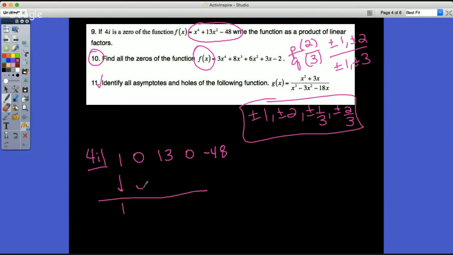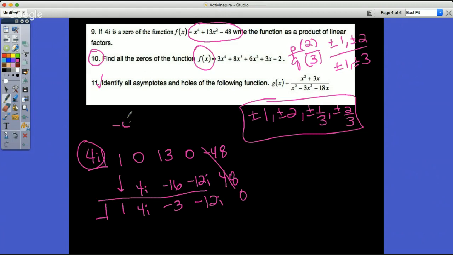Bring down the 1, multiply to get 4i, add to get 4i, multiply to get 16i squared, or negative 16. And so again, all we're doing right now is trying to simplify a little bit, see if we can get it simplified down. So once I get to here, since I got a 0, if I have 4i, remember there's a rule where you have to have its conjugate, which was negative 4i.